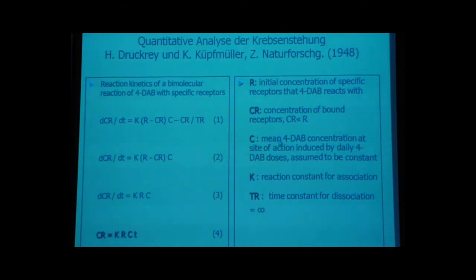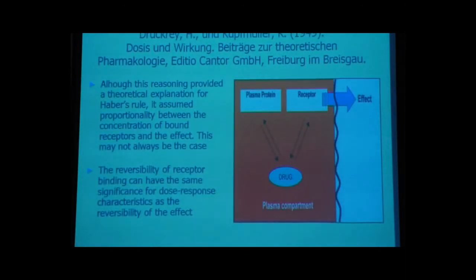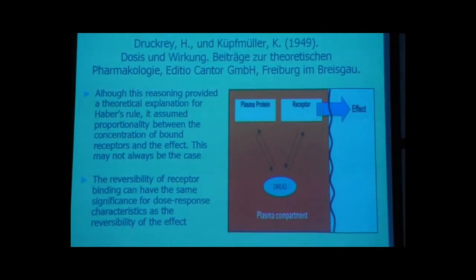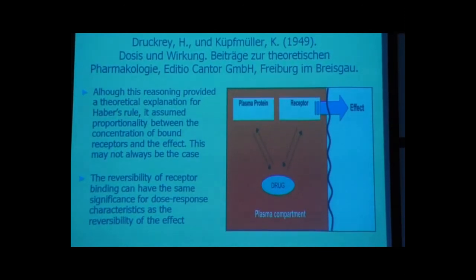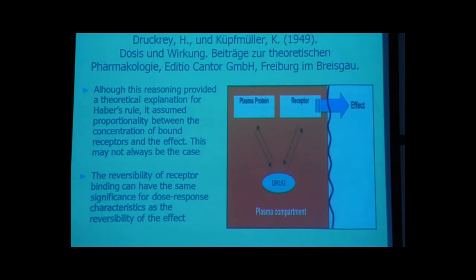And if you then assume that the mean butter yellow concentration at the site of action is constant, then integration leads to equation 4, which is Haber's rule. So with very simple reaction kinetics, Druckrey and Kupfmüller showed that Haber's rule was consistent with irreversible receptor binding, but it assumed proportionality between the concentration of bound receptors and the effect, and this may not always be the case. The reversibility of receptor binding can have the same significance for dose response characteristics as the reversibility of the effect.